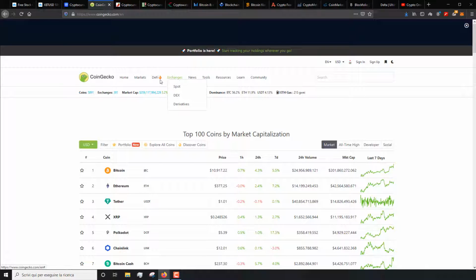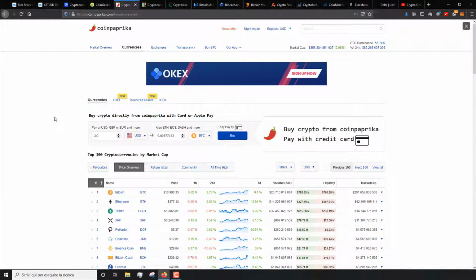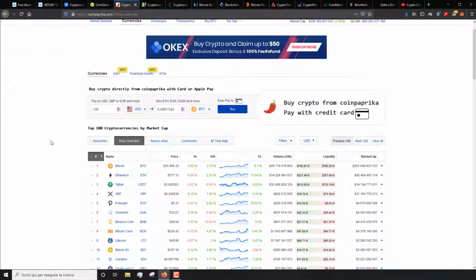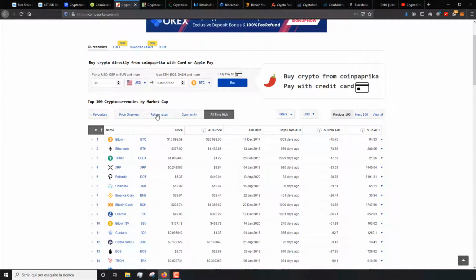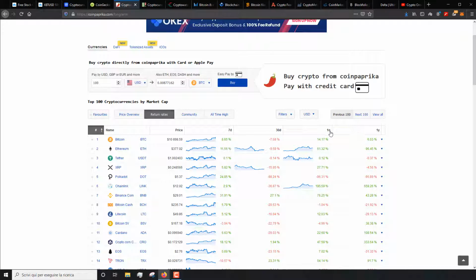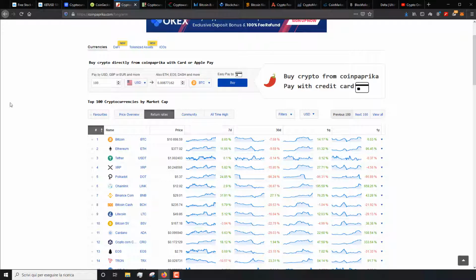They have exchanges, volume, DeFi, different markets, and they have more crypto. On CoinPaprika, of course, it's pretty easy to use. They also all have mobile apps, and you can see the return rates, the all-time high, the percentage from the all-time high for each crypto, the return rates for 1 year, 1 quarter, 30 days, 7 days, stuff like that. So pretty basic, I know, but these are the things I use particularly to look at crypto performances.